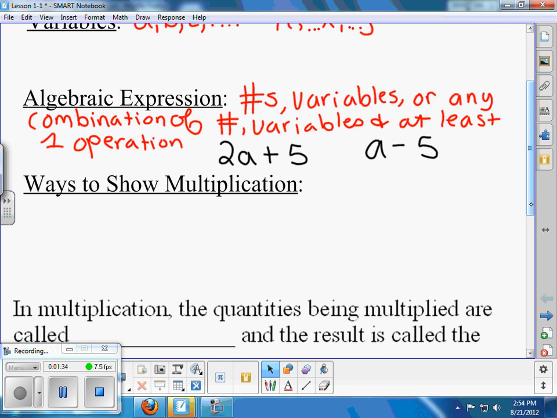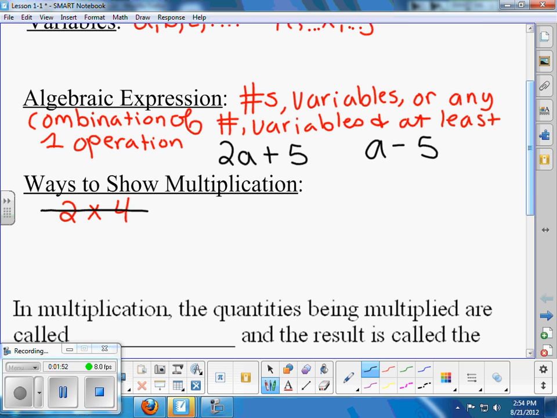Ways to show multiplication are obviously something like 2 times 4 with an x representing the multiplication. But we commonly don't use the x to show multiplication in algebra simply because it may be mistaken for an x as a variable. But it's still important to mention it. Other ways to show multiplication include the dot. That means 2 times 4.